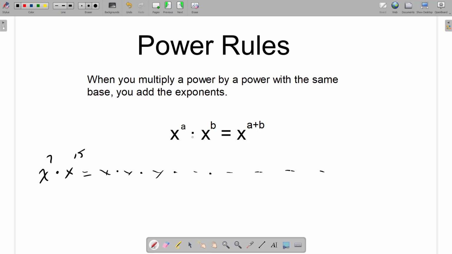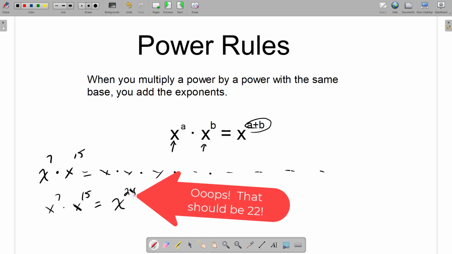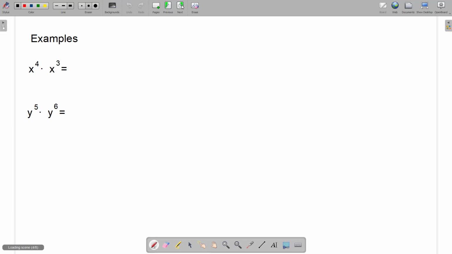The first power rule is if we are multiplying powers. The important thing here is that the base has to be the same. If the base is not the same, this power rule does not work. But as long as the bases are the same and we are multiplying, all we have to do is add the exponents. So in this example, x to the 7th times x to the 15th, if we add 7 and 15, we get 24. That kept me from having to write out 7 x's, 15 x's, and then add all those x's together.